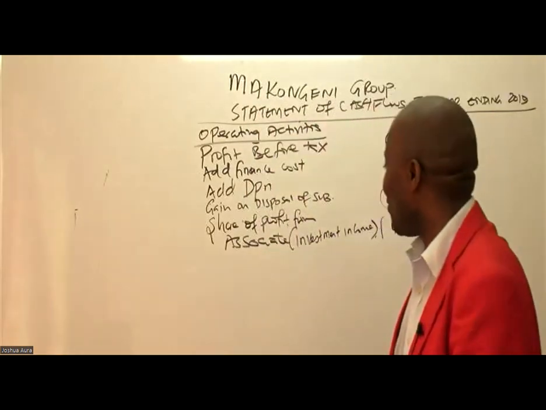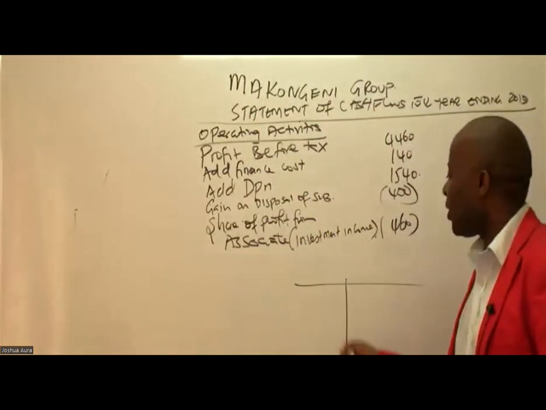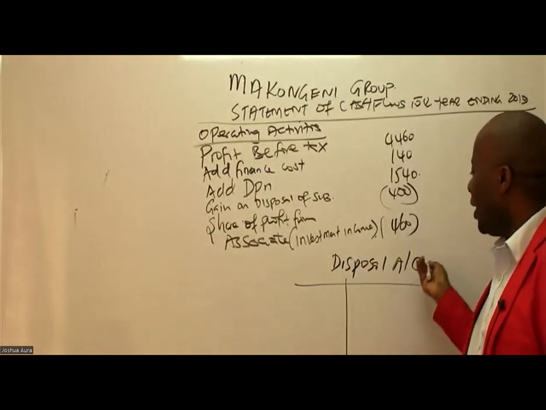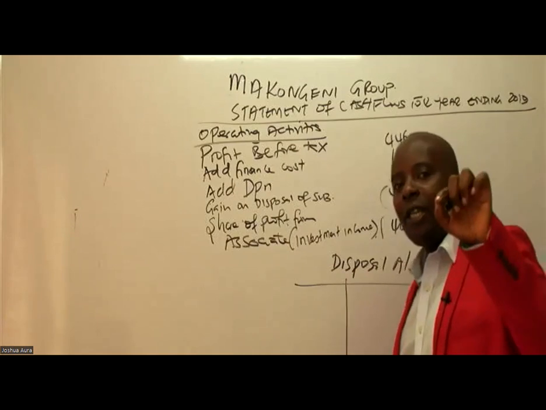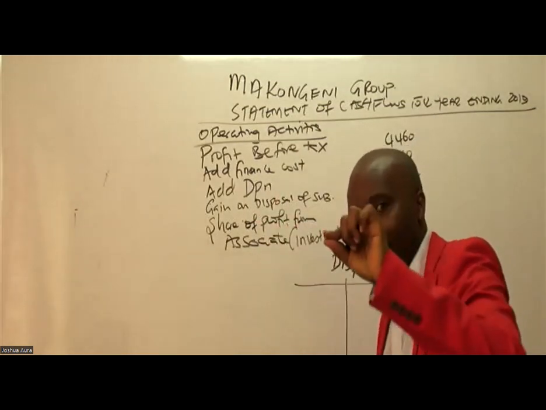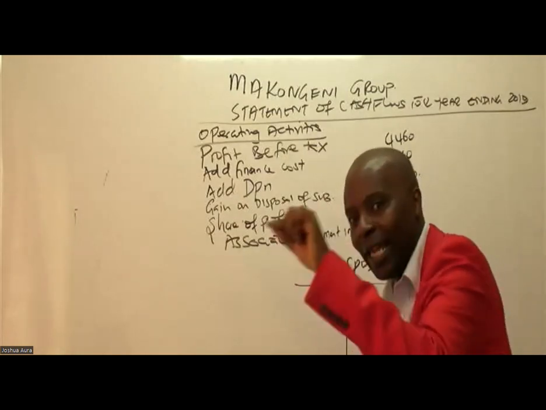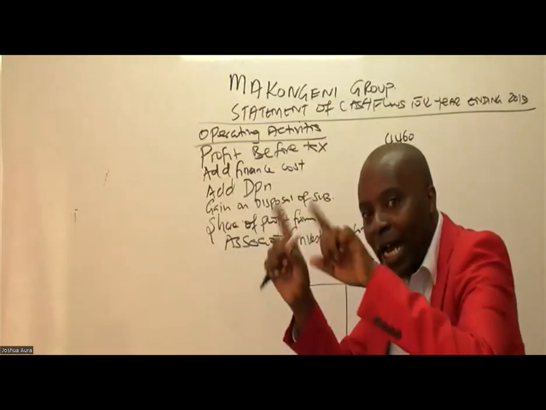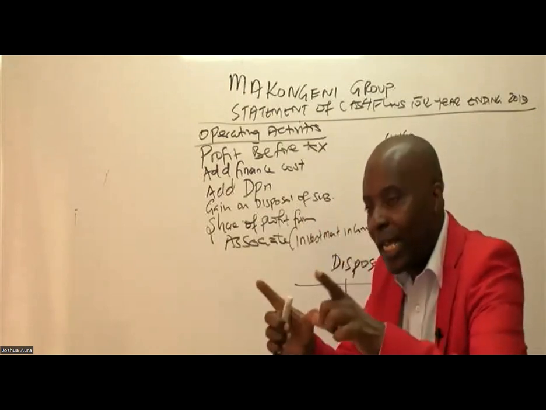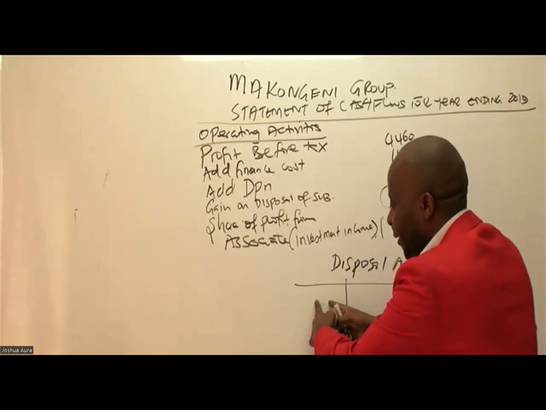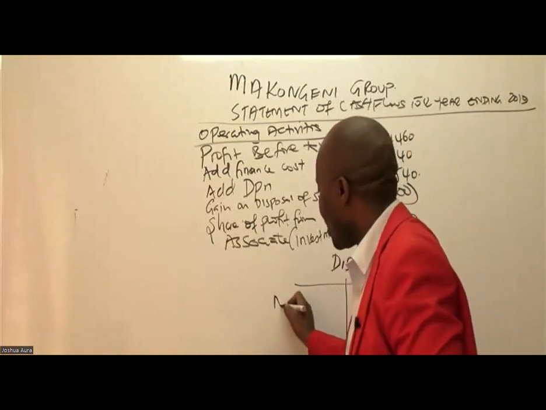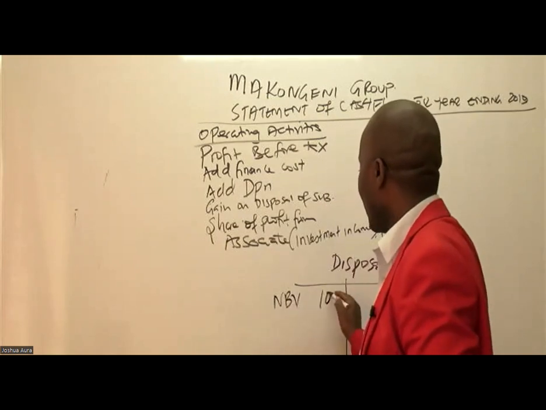Let me show you something here. I know most of you are used to the T accounts. So the T account here, if I was to draw a disposals account, whenever I dispose of an asset, I must remove that asset from the PPE by crediting the assets account. And then with that carrying value, net book value, I bring the net book value of the disposed asset to the disposals account debit. So we are told here we have an asset that was disposed whose net book value was 1,000.